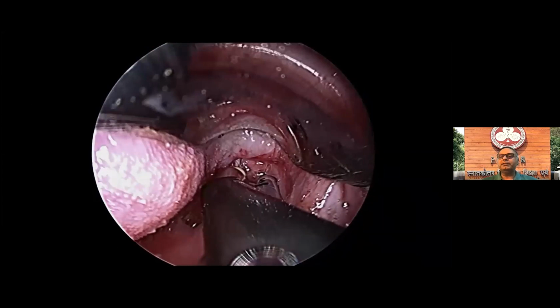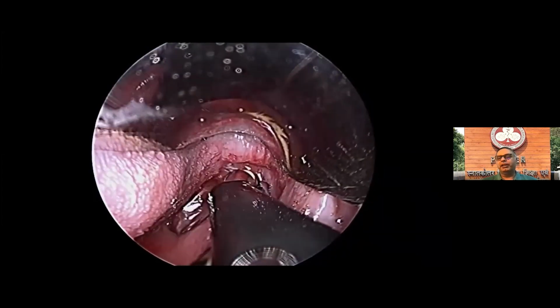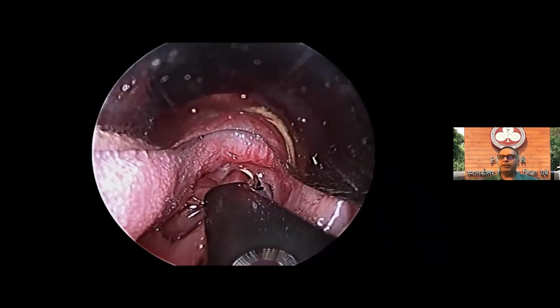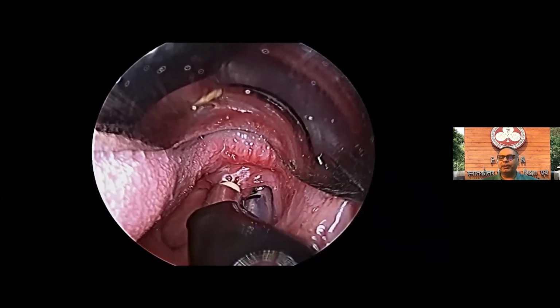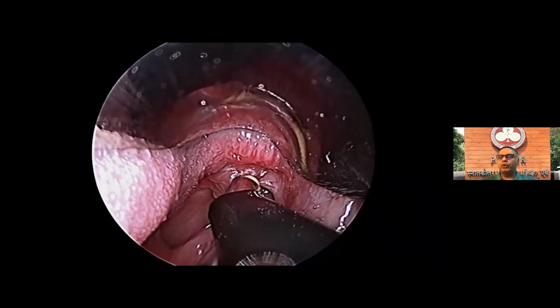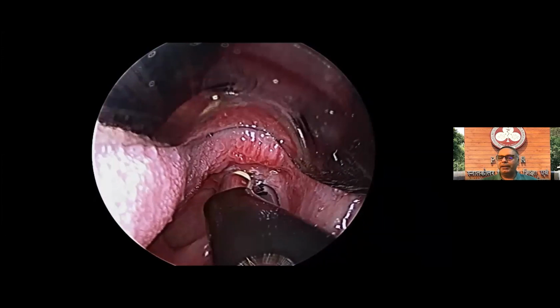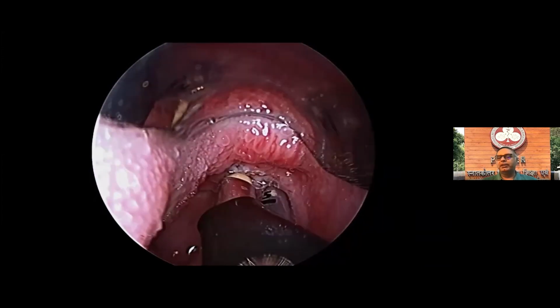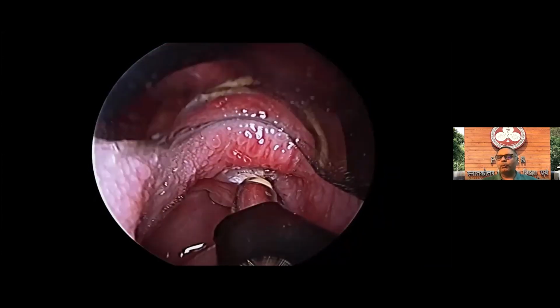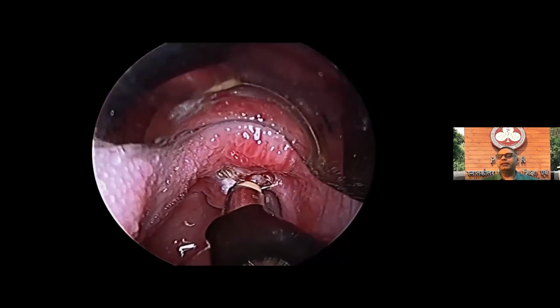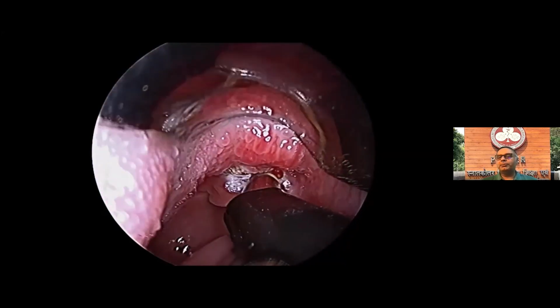Now the good thing is the wand also has a suction in it. So you don't need to put a separate suction. The contents are aspirated away. You make sure the lining is adequately taken away to prevent a recurrence. So once the cyst has been opened, the contents has been aspirated, the cyst wall is being taken away.